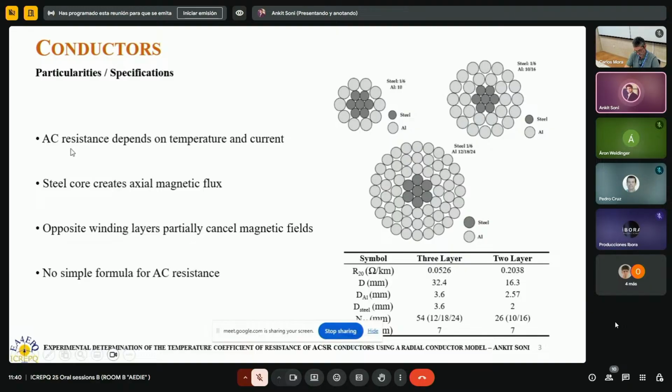For these conductors, the AC resistance depends not only on the temperature, but also on the current level, so it is not a simple formula for determining the AC resistance of these conductors. It depends on the level of the current because we have the steel core in all three ACSR conductors, which creates an axial magnetic flux, which causes extra AC resistance.